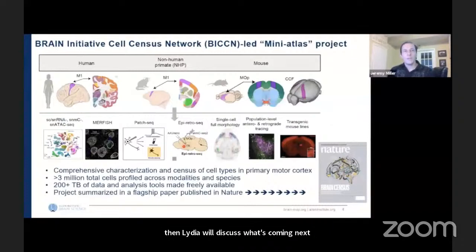All right, so the Brain Initiative Cell Census Network, or BICCN Mini Atlas project, is a comprehensive characterization and census of cell types in the primary motor cortex of human, non-human primate, and mouse. In total, more than 3 million cells were profiled using a variety of modalities that are shown here and that we will discuss for the remainder of this talk. More than 200 terabytes of data and their associated analysis tools were collected and are being made freely available. And this project is summarized in a flagship paper published in Nature. What we'll be presenting here is the culmination of work from the Allen Institute and from many other collaborators as part of the BICCN.